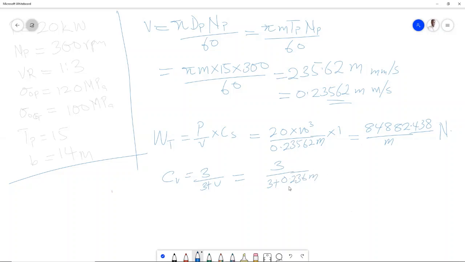Now let's determine the Lewis form factors for the gear and the pinion. Then we're able to determine which of them is stronger, then we use it for the design. So the form factor YP for the pinion, we're told to use 0.154 minus 0.912 divided by TP, and for TP we have the value to be 15.